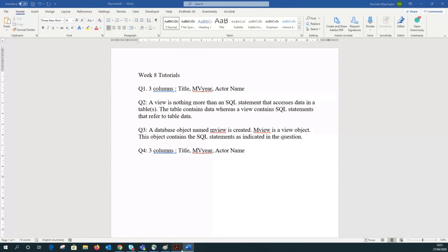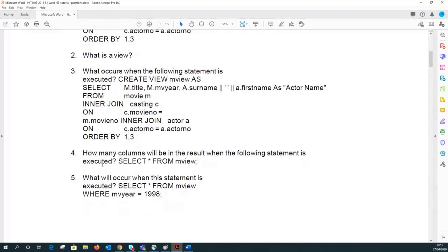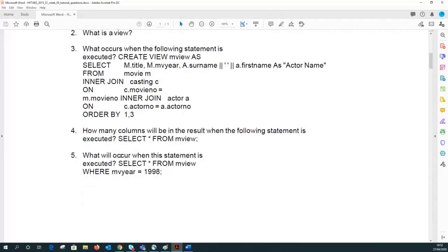So is it clear up to question 4? I want you to show off your hands and tell me whether it is clear for you. I think it's very straightforward, there's no complication. We're just creating an object called mview. Mview contains a bunch of SQL statements, and then we use that object to run some reports. That is the answer to question number 4.